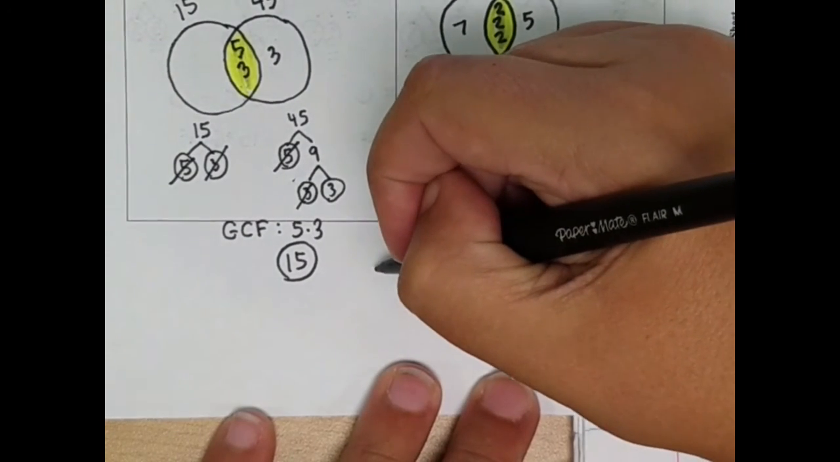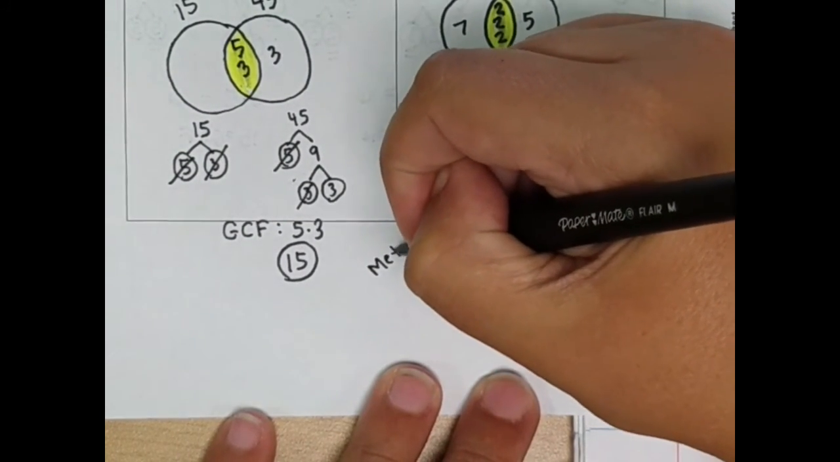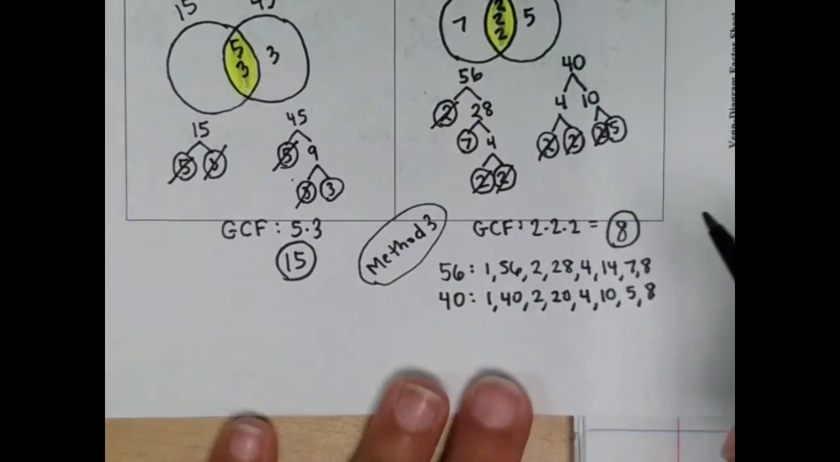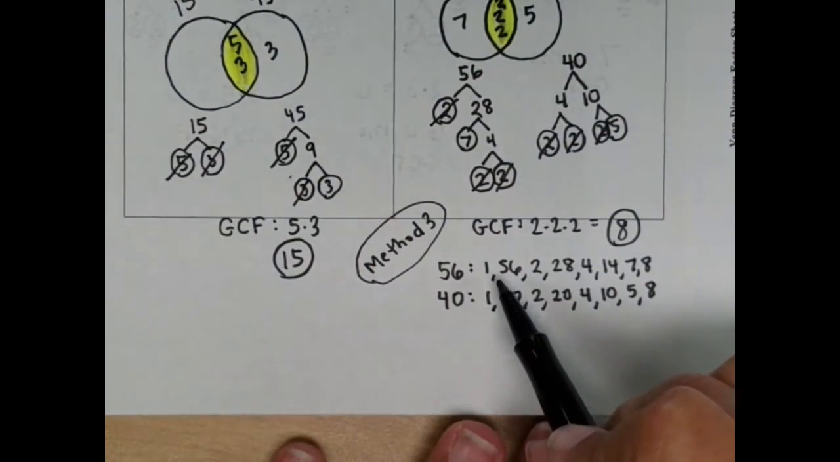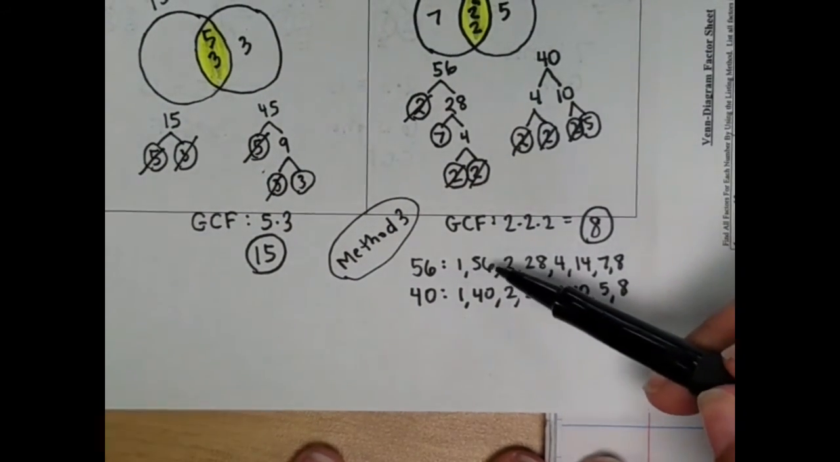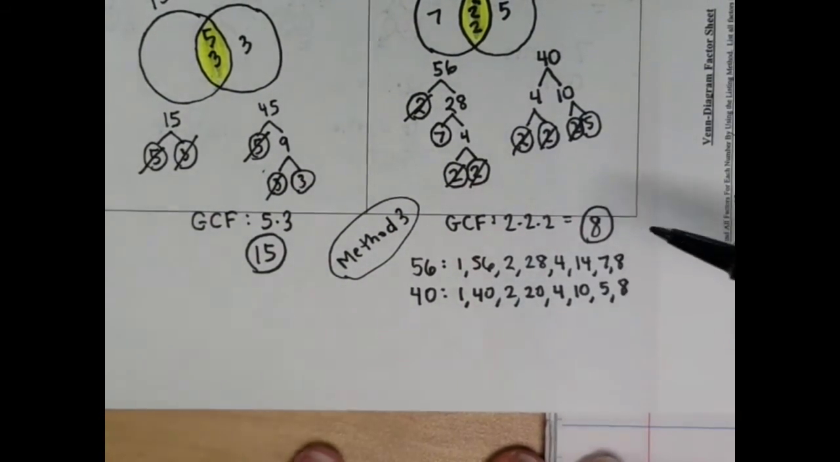Thank you. All right, sorry about that. All right, and then this is method 3 that I'm showing you. Okay. So I literally just made a list, and all you're going to do is find the biggest number that they share in common. So let's see the biggest number that.